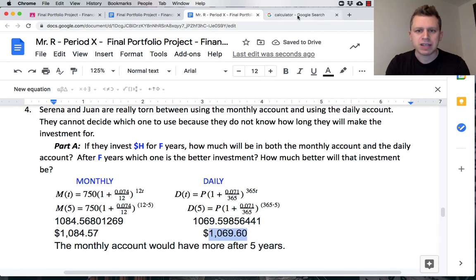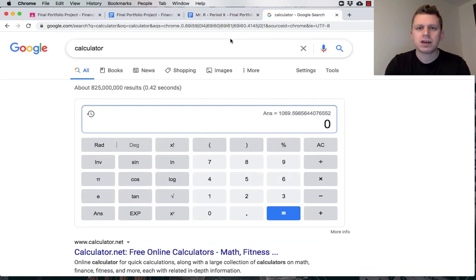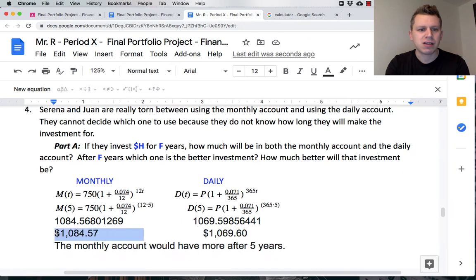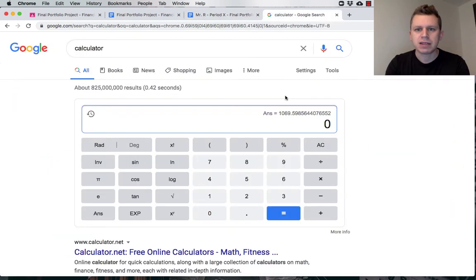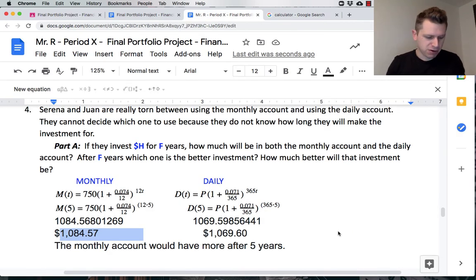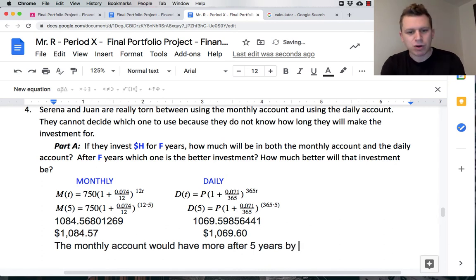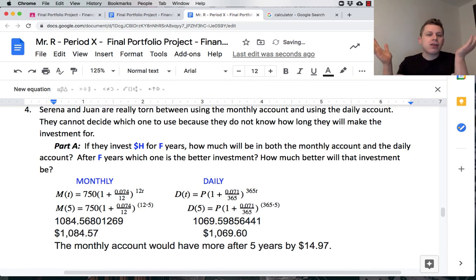Oh, well, now they're being particular. Well, I can just copy those numbers into the calculator. Bada bing, like so. They don't make it easy. Well, I'm going to just subtract those numbers. 1084.57 minus 1069.60, and I got $14.97. So the monthly account would have more after 5 years by $14.97. A crazy amount of money?